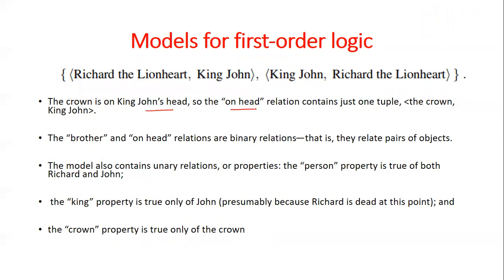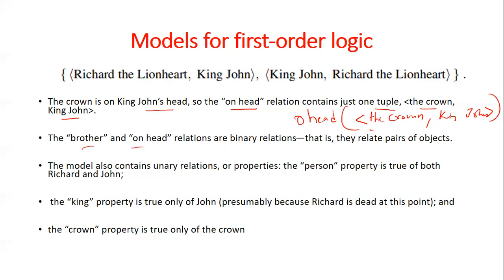So the on head relation, as we have already previously discussed, contains one tuple, and this one tuple contains two objects, the crown and King John. So it is something like this. We can say that on head of the crown, comma, King John. Okay, so on head is connected with one tuple and this tuple contains two objects.